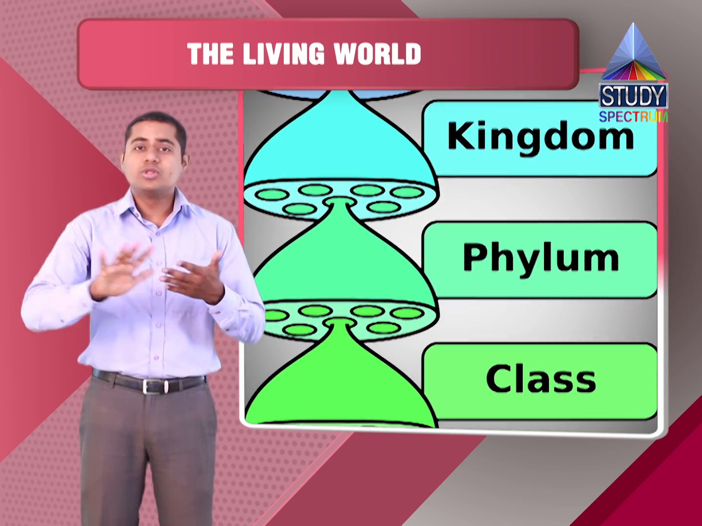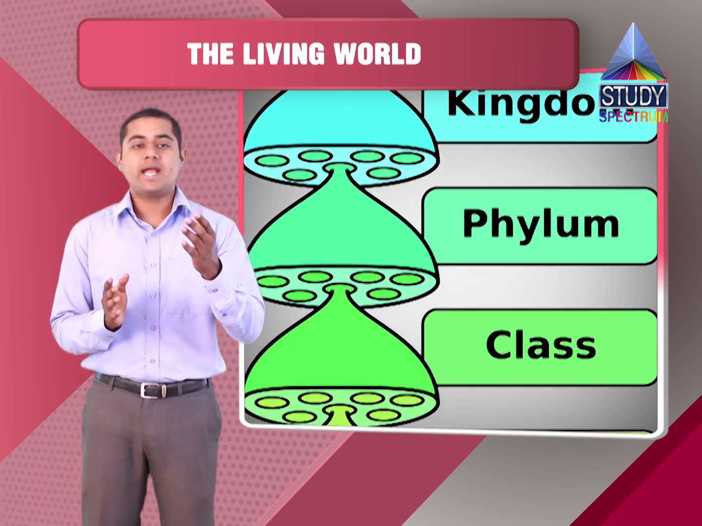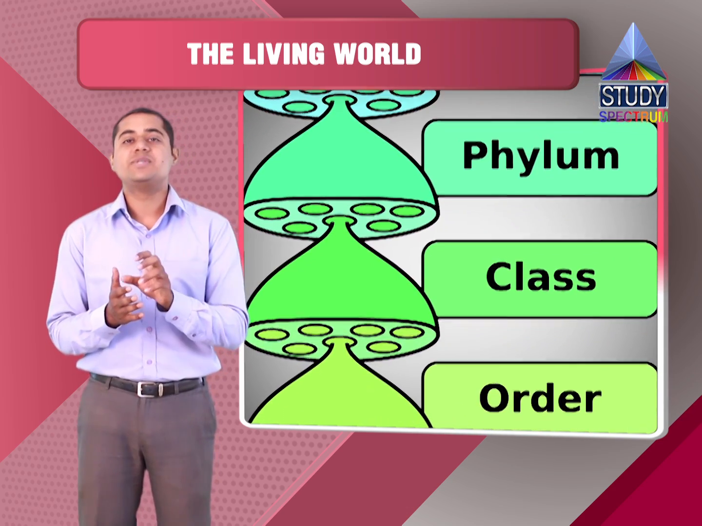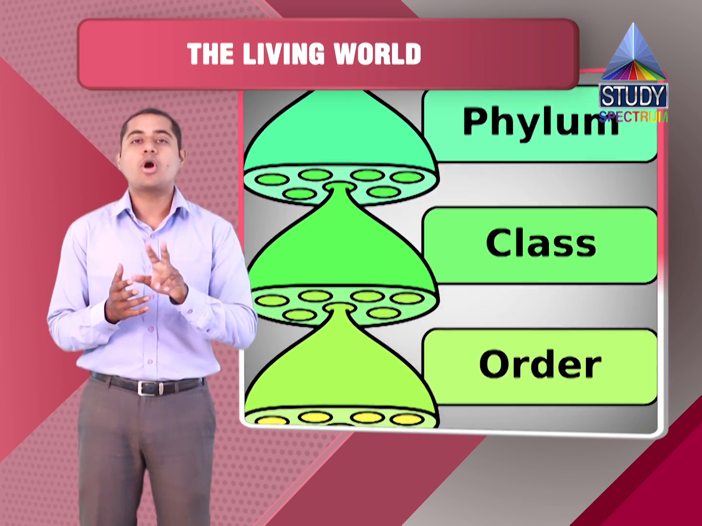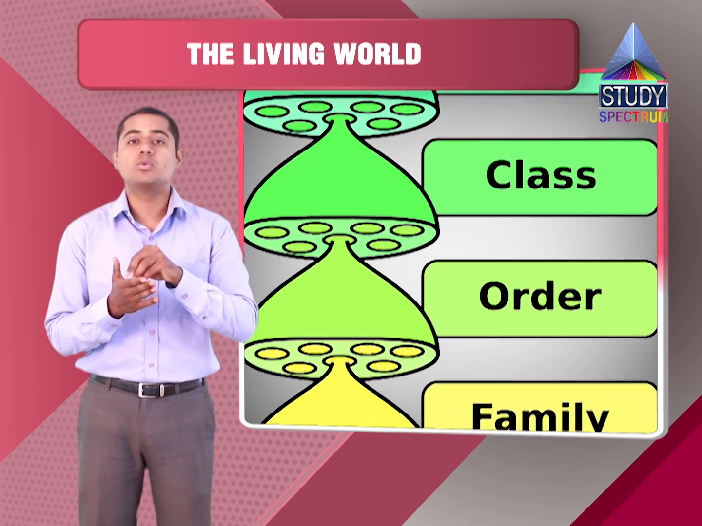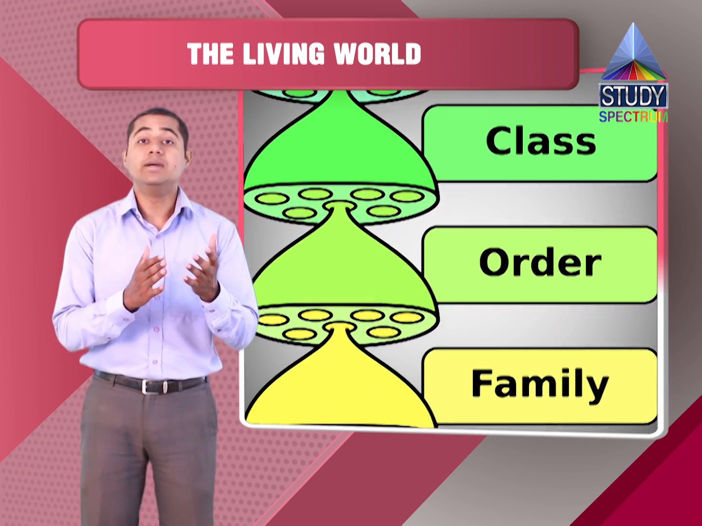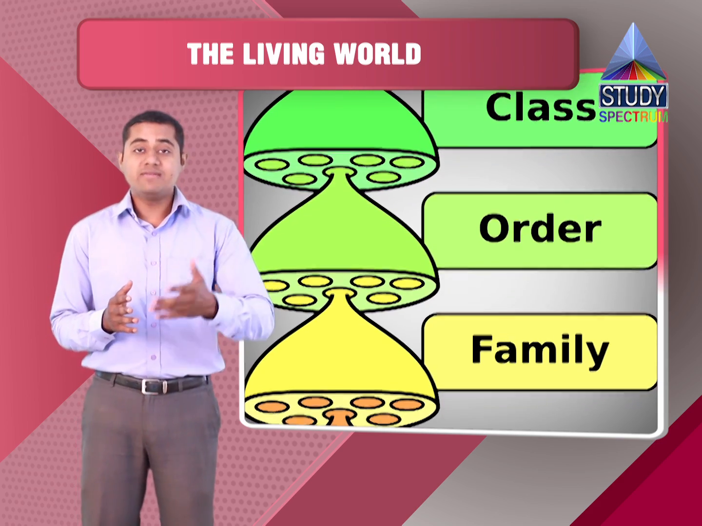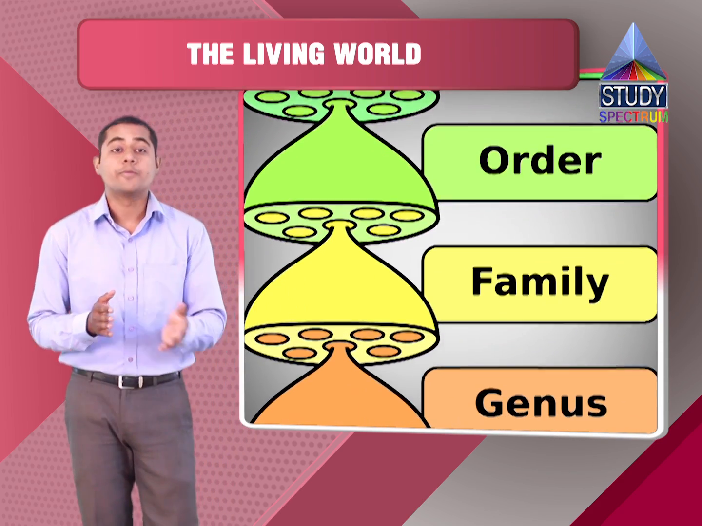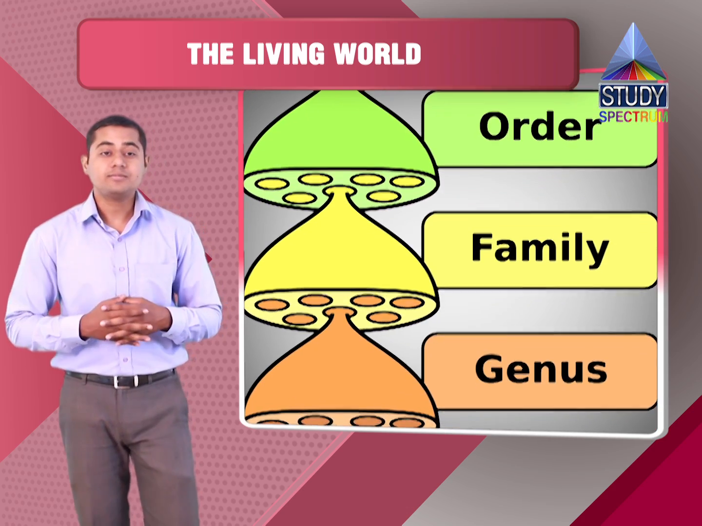So if we go through this ascending order, option A and option C are correct. In option B, genus and species are wrongly placed. If species had come first and then genus, even option B would have been correct. That's why of the given 3 options, option A and option C are correct, option B is wrong. Let's go to the next question.